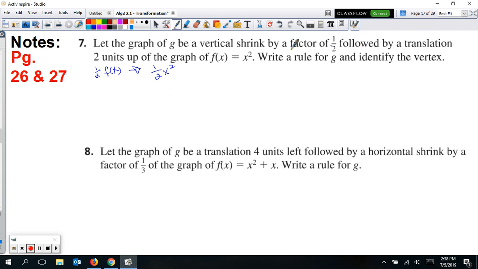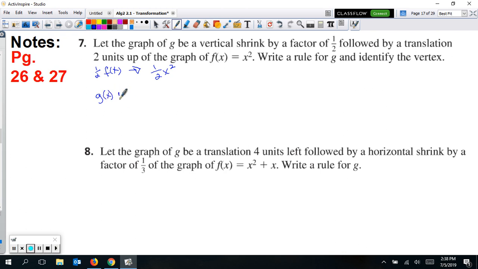Then it says followed by a translation 2 units up from this graph. So the next part of this will be to basically take this graph here that we just have. Let's call it now g of x perhaps, because we're making it g of x.